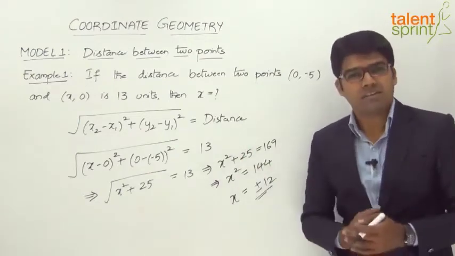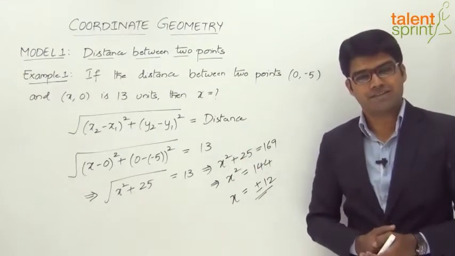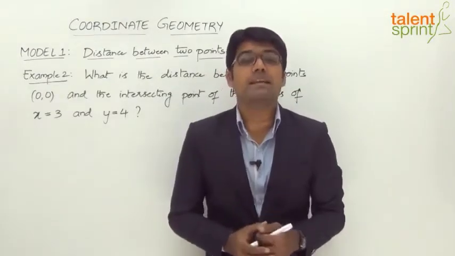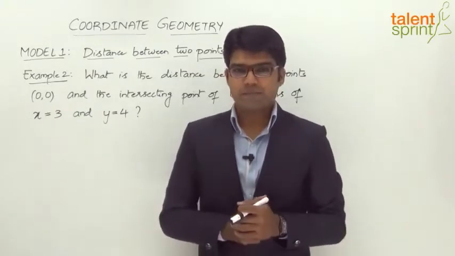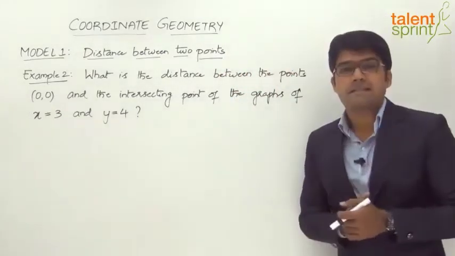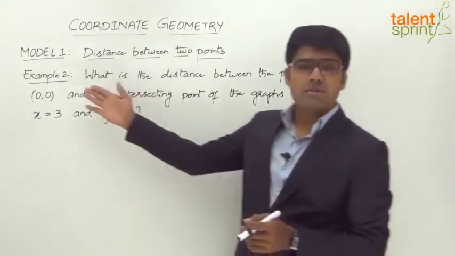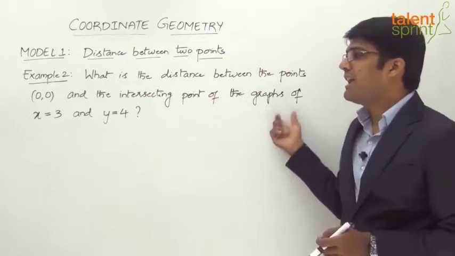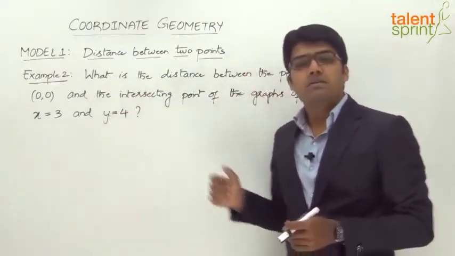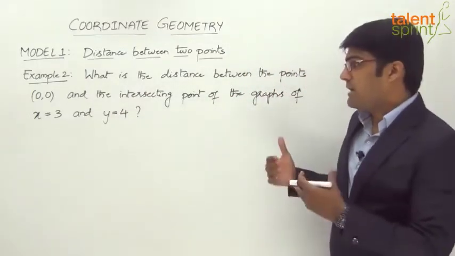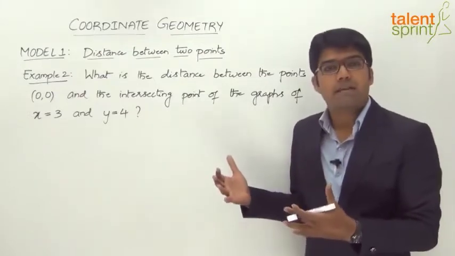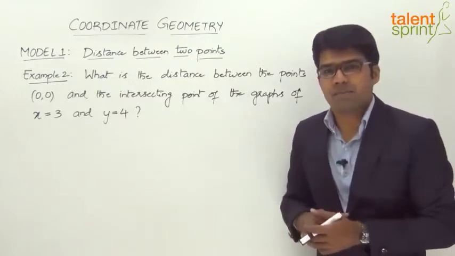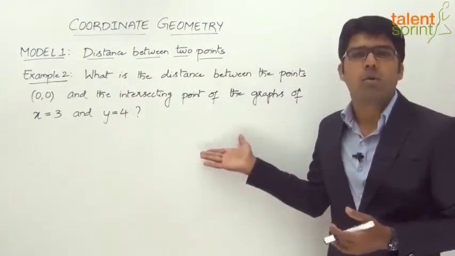And this is one of the earlier SSC CGL exam questions. Let us now look at the second example from Model 1, which also happens to be an earlier SSC CGL exam question. It says, what is the distance between the points 0, 0, that is the origin, and the intersecting point of the graphs of x equals to 3 and y equals to 4. Now it may sound a little complicated, but when you actually solve it, you will find that this is a very simple question, right? We have to find out the distance between 2 points, right?